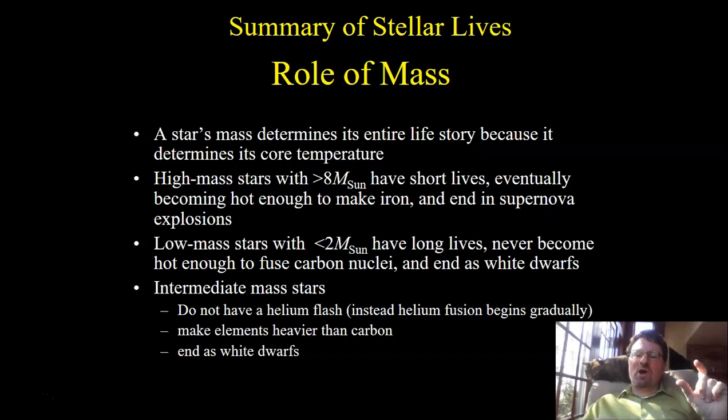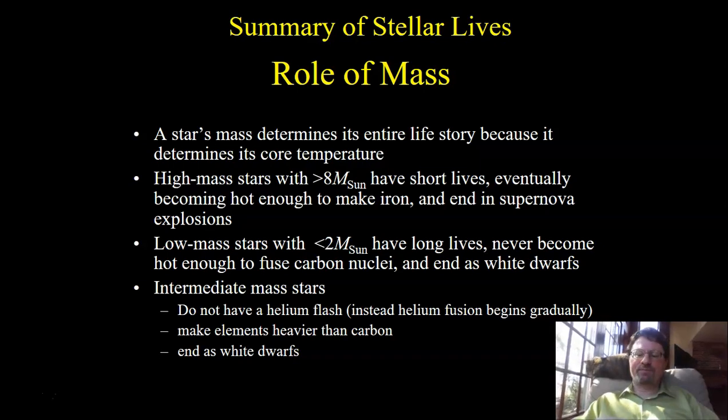The intermediate mass stars between 2 and 8 solar masses share characteristics of both the low and high mass stars. They are more like the low mass stars in the sense that they will make planetary nebulae and white dwarfs. They may end up making a little bit of oxygen. They don't necessarily end right at carbon, but they won't go through that multiple shell burning stage all the way up to iron. Like the high mass stars, the intermediate mass stars will not have a helium flash. Instead, the helium fusion will turn on gradually.